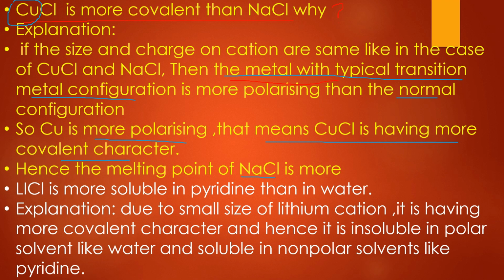So your question can come in any way. A direct question can come, which is more covalent and which is more ionic, or it can be related to melting point, then the one having more covalent character will have lower melting point. Third, it can ask whether it is soluble in polar solvent or non-polar solvent. So if the covalent character is more, that means it will be soluble in non-polar solvent. If the ionic character is more, then it will be soluble in the polar solvent like water.